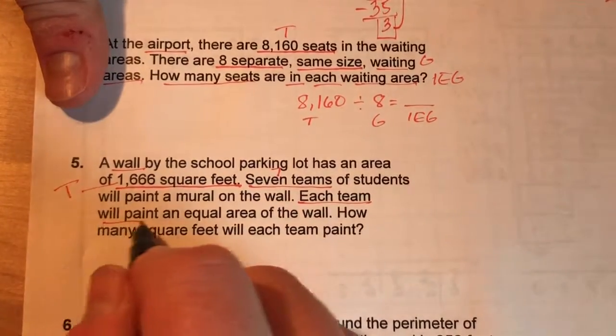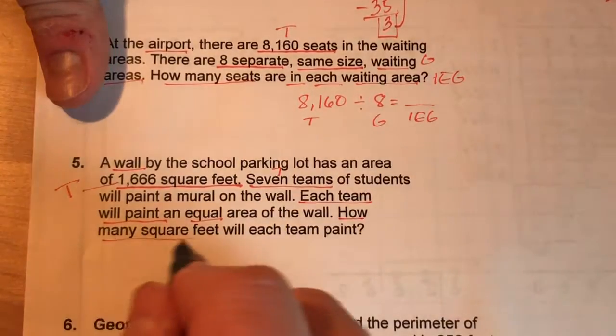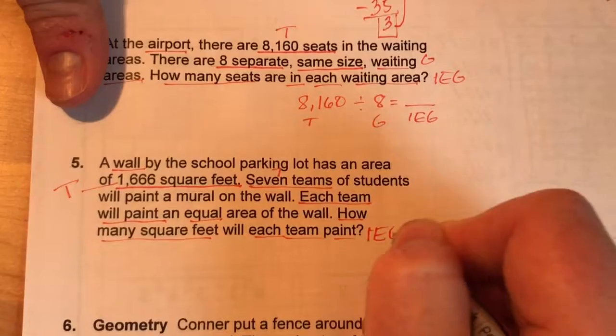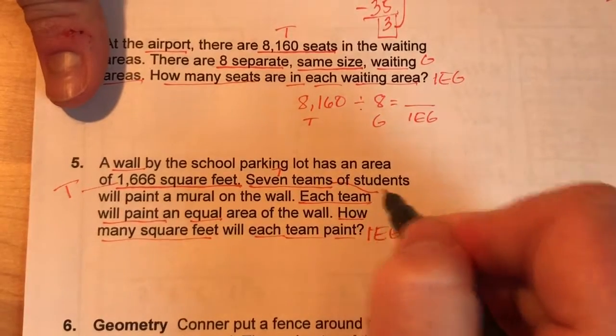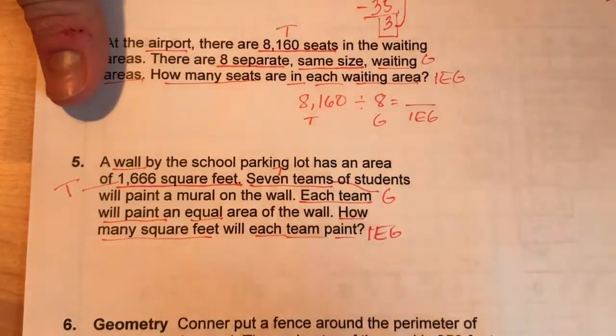Each team will paint an area equal, so equal groups. How many square feet each team paint? That each team paint sounds like in each group. And so a team must be the groups. Okay, so we're going to set up this problem.